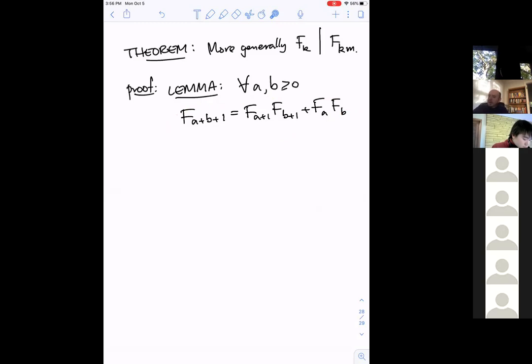Let me show you why this lemma would imply the theorem before we actually try to go prove the lemma, which is not too hard. So that's my next step. Any questions before I do that? Next step is, how would the lemma prove the theorem?